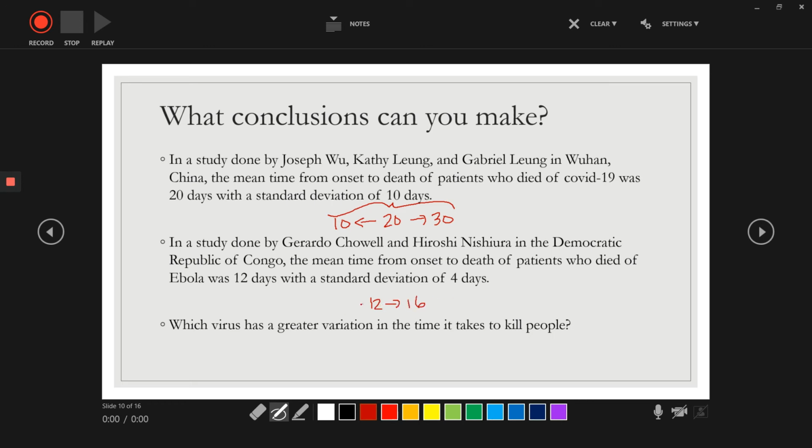Right, so up to 16 and down to 8, so 8 to 16 days. All right, so which virus has the greater variation in the time it takes to kill people? Right, COVID-19.